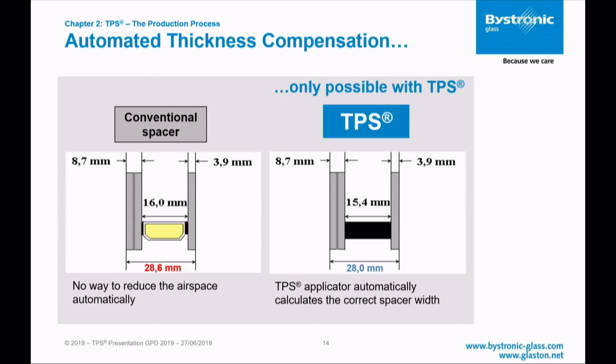With the TPS material, you have the advantage that you can calculate the thickness or the width of the spacer, which is in this case 15.4, and with accurate pressing in the press robot you can reach exactly 28.0 millimeter. So, exact control of the IGU thickness.